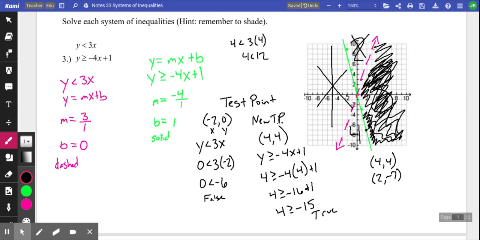Not a solution would be any point on the dashed line that touches the shaded region. For example, the ordered pair 1, 3 is on a dashed boundary line touching the shaded region, so it is not a solution because it's on that dashed boundary line.